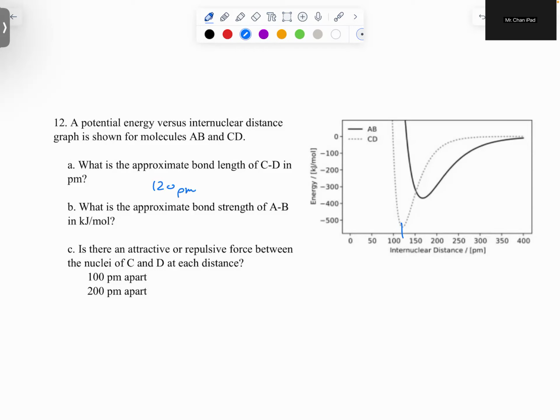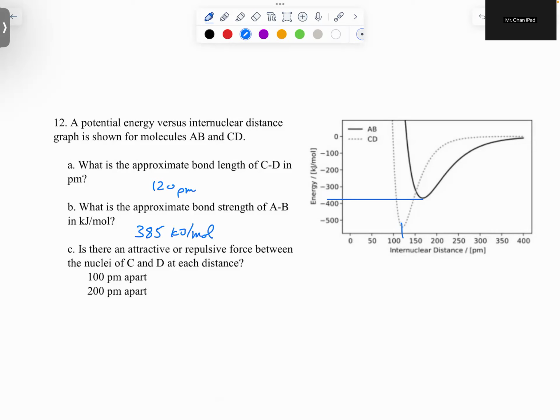What's the bond strength of AB? We say, well, bond strength, it's right here. So it's going to be 300, and if you say 380, 385 kilojoules per mole, I would take it.